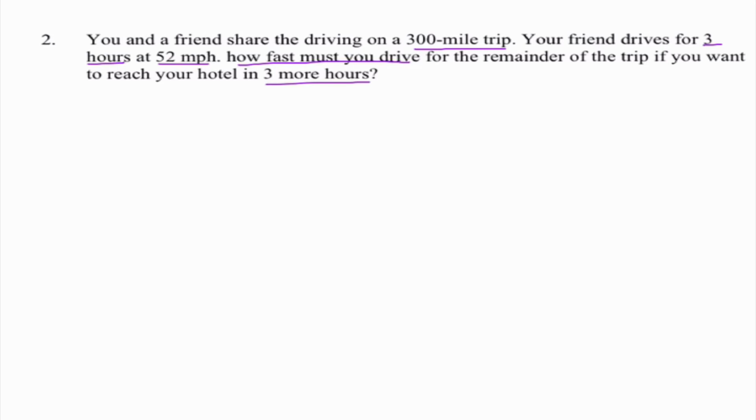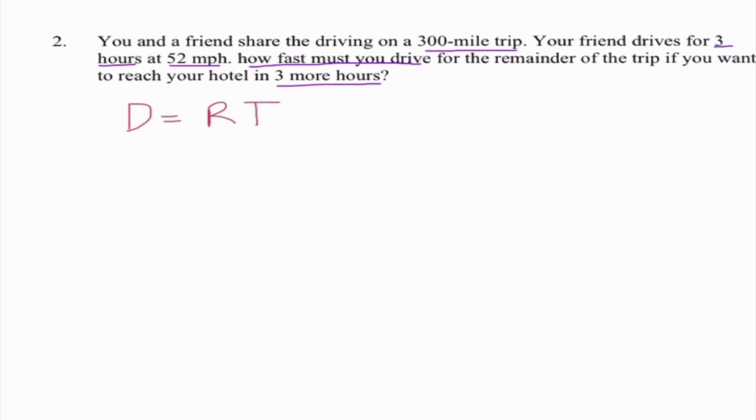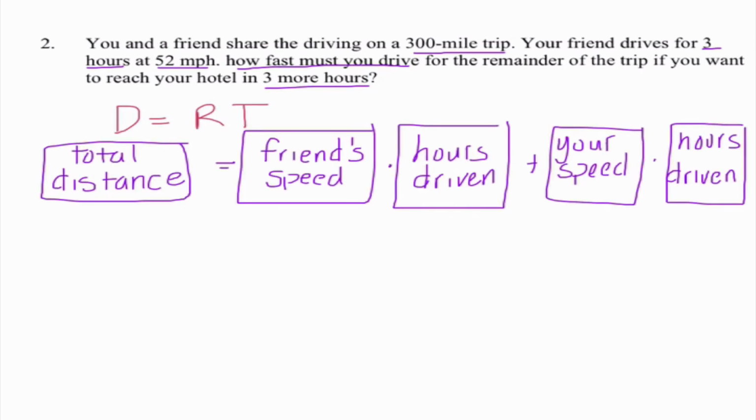In fact, it looks here like we're talking about a distance, time, and a rate. So some of you may remember that we have a formula for that. Distance is equal to rate times time. Now what makes this one a little bit more complicated than just that is we actually have 2 different distances. We have the distance your friend is driving and the distance that you are driving. So my verbal model is going to look like this. The total distance is equal to your friend's speed times the hours that they have driven, plus your speed times the hours that you drive or have driven.